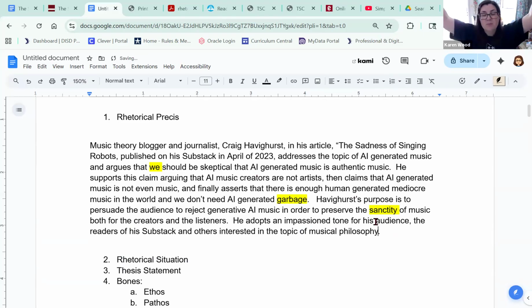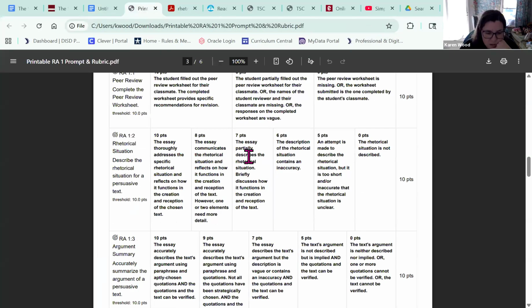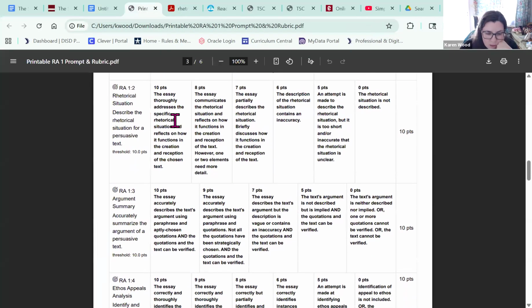All right. Bam. How many sentences do I have? Four. Do I have the rhetorical précis? Yes. So I've also kind of got the situation lined out here. So if I go back and look, the specific rhetorical situation, so that's author, audience, and purpose, and how it functions in the creation and perception of the chosen text. Babe, I think we got it.